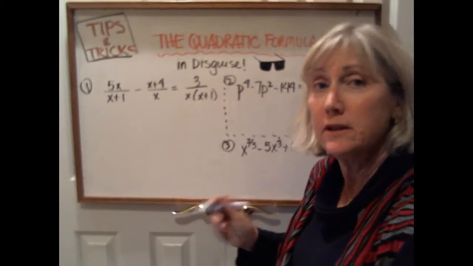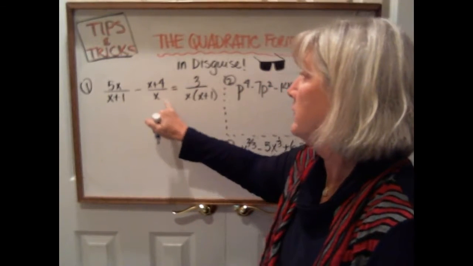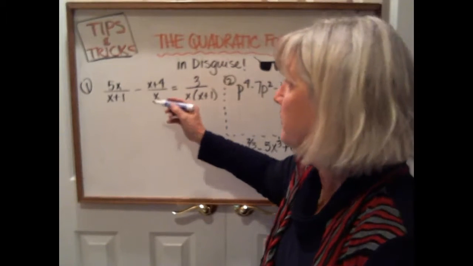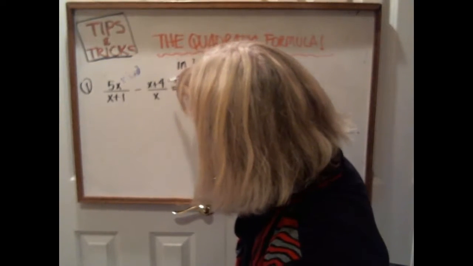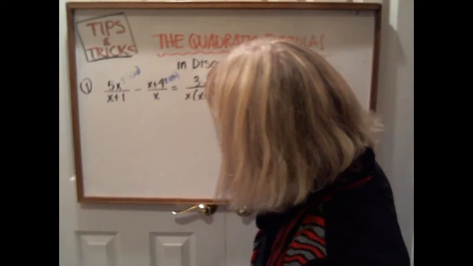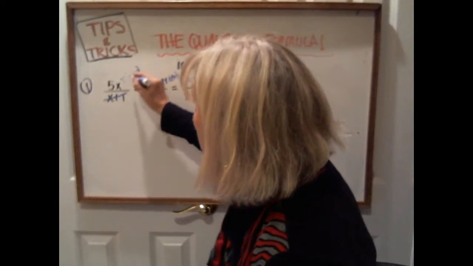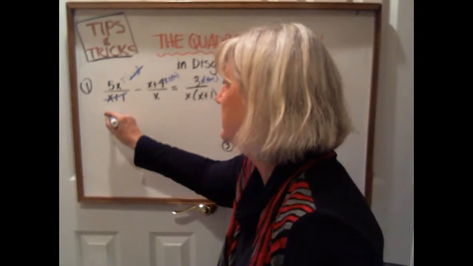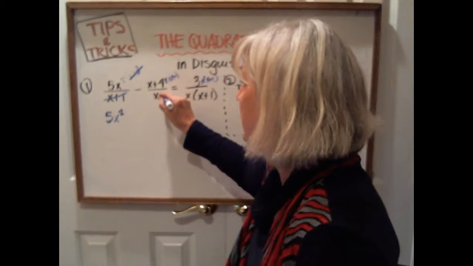And what we need to do is clear the fractions and it will turn into something with x squared. We notice that our lowest common denominator is x times x plus 1, so we're going to multiply all the terms by x times x plus 1. So x times x plus 1, x times x plus 1, and x times x plus 1. So this x plus 1 goes away, and this term will turn out to be 5x squared.